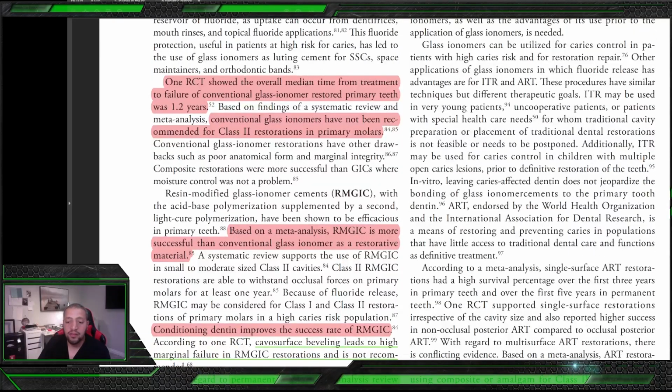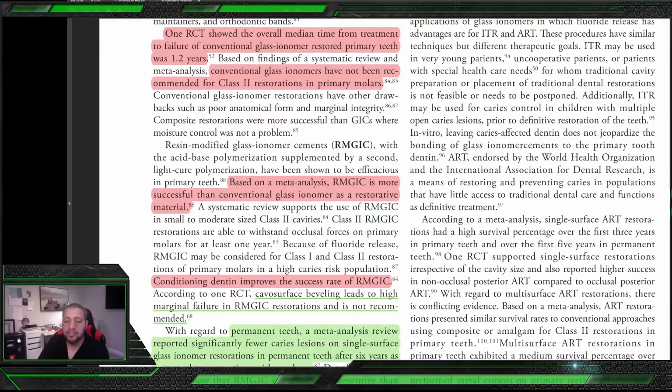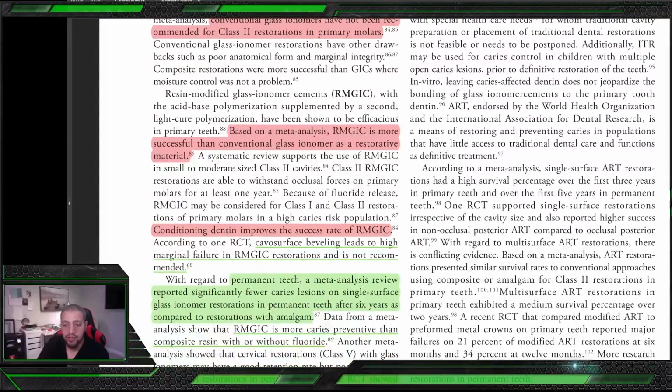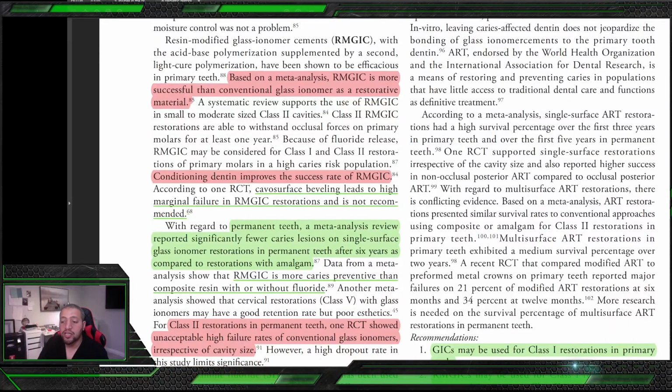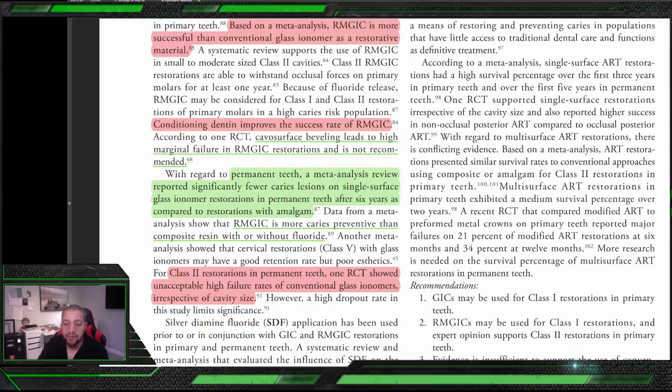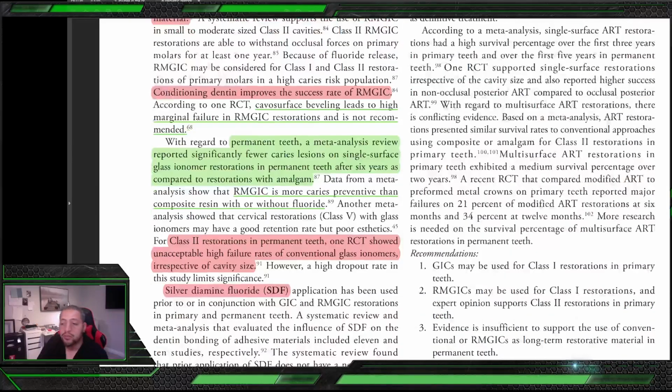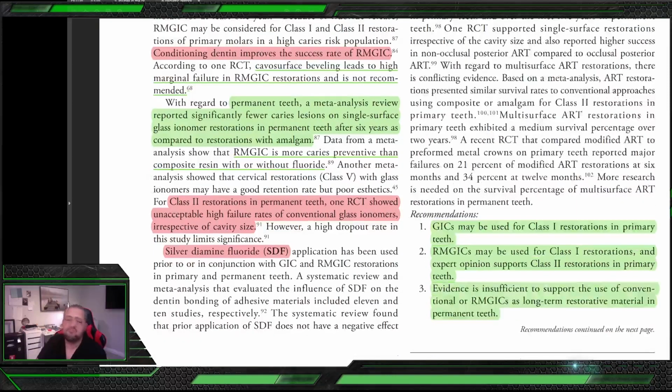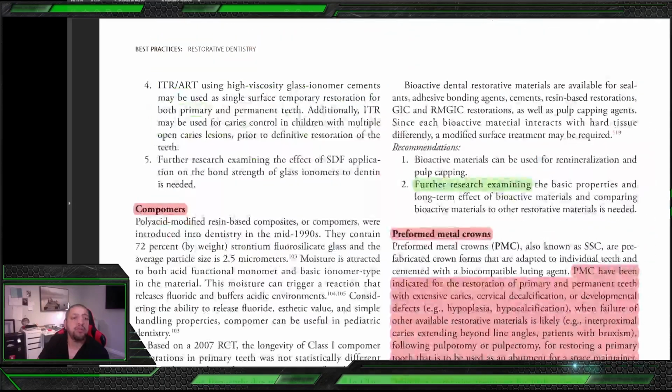And we don't do bevel, as bevel increases the risk of marginal failure. Glass ionomer may be used for class 1 restoration in primary teeth. Resin modified glass ionomer may be used for class 1 restoration, and expert opinion for class 2 restoration in primary teeth. Evidence is insufficient to support the use of conventional or resin modified glass ionomer as long-term material in permanent teeth. So for primary, yeah, you can use it, but for permanent, you cannot use it.